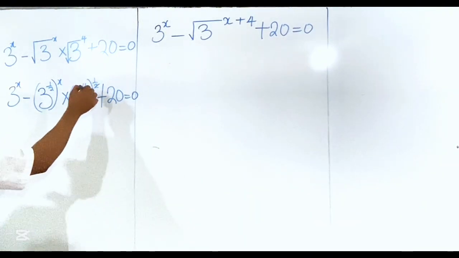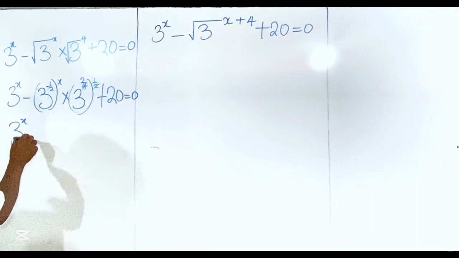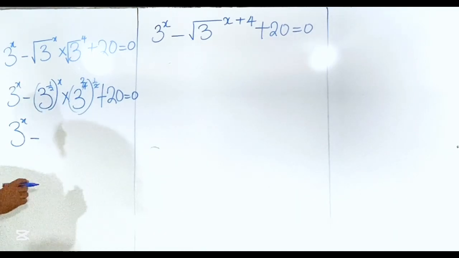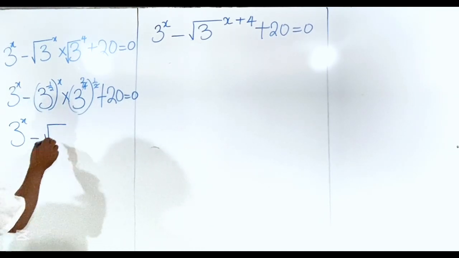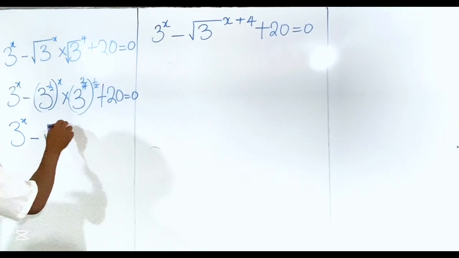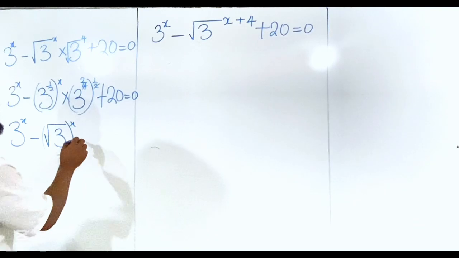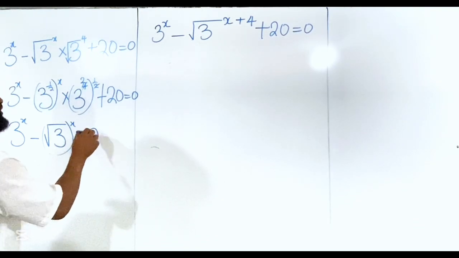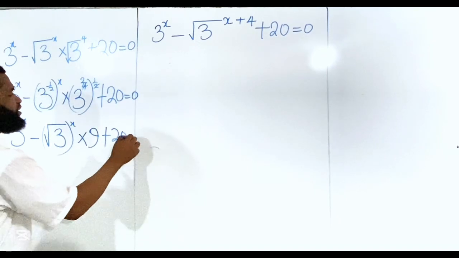So this is going to cancel this to remain 2. So this is 3 raised to power x minus, I'm going to put x, 3 raised to power 3, all raised to power x. I am doing this for a reason and I will explain. And this is times 9 because 3 raised to power 3 is 9, plus 20 is equal to 0.